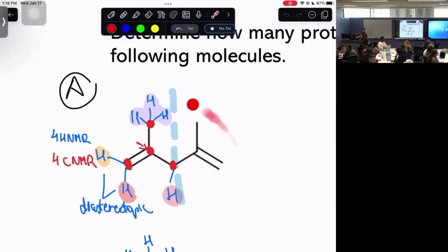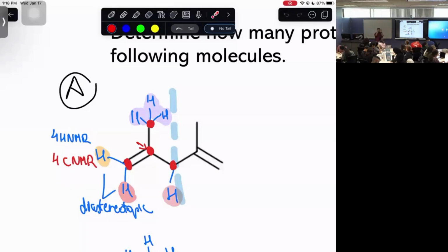So, again, we're just counting the number of signals now. As we talked before, the number of signals is just the number of unique environments, okay? Now, before you even look at the environments, you have to see if there's any symmetry in the molecule. Why is symmetry important? Why is it so relevant? What does it matter?